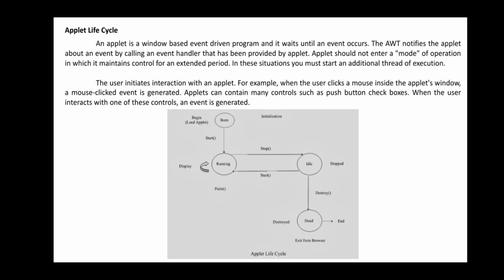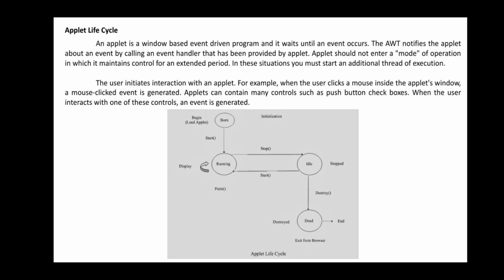So here also you're going to have the applet life cycle, just like the thread life cycle. An applet is a window-based, event-driven program, and it waits until an event occurs. Event-driven program means what? An event means something has to be done with that particular information. Okay, it means I want to enter something on the applet, like the value of A and the value of B, and it has to add them, and I'm going to display the result. That is nothing but an event-driven program.